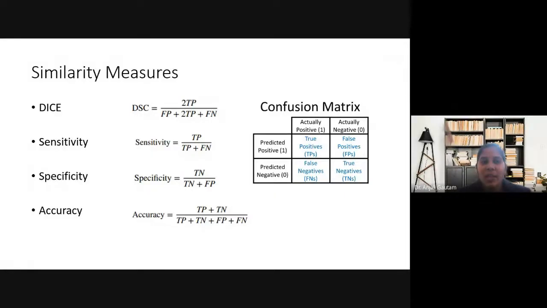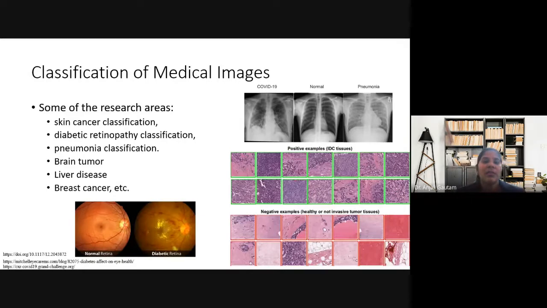false negative and true negative. Based on the formula of the Dice coefficient, it is 2 multiplied by true positive divided by false positive plus true positive plus false negative. This is just a formula in terms of true positive and false positive, but basically it is just an overlap between two regions. Likewise, sensitivity you can compute as true positive divided by true positive plus false negative, specificity by true negative divided by true negative plus false positive, and accuracy is this. So these are just similarity measures in terms of your segmentation.